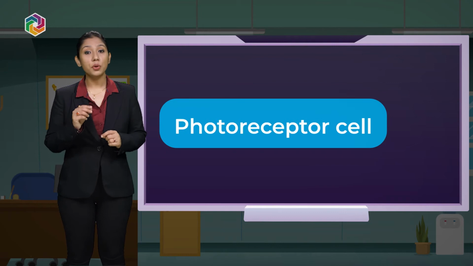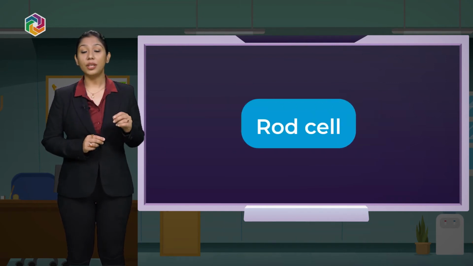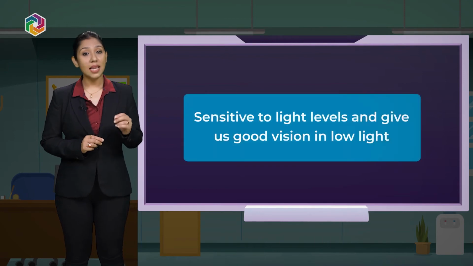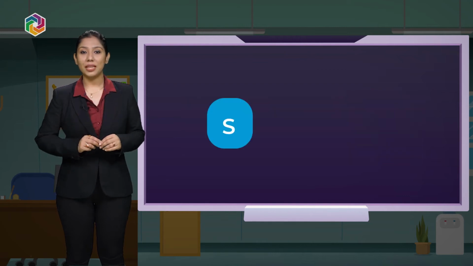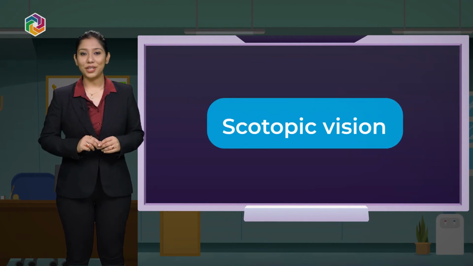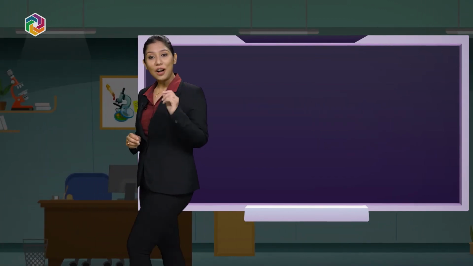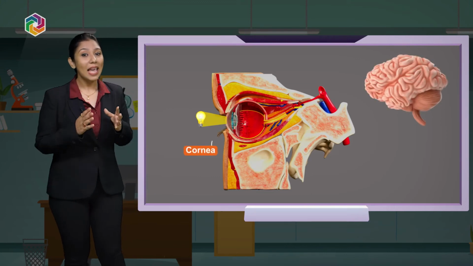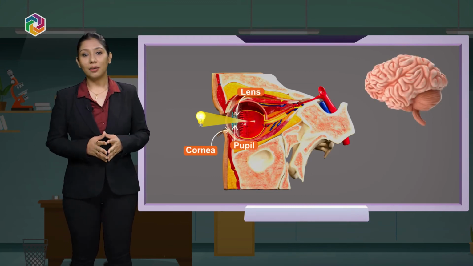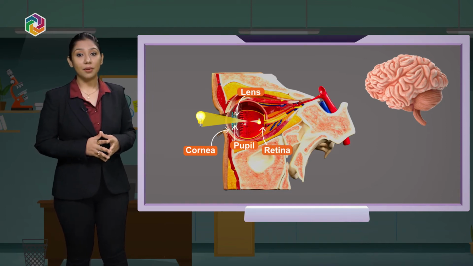Another type of photoreceptor cell that is present in the retina is called the rod cell. They are sensitive to light levels and give us good vision in low light. This type of vision is called scotopic vision. Would you like to know in detail about the function of retina? Let's see then. The light enters the eye through cornea, pupil, lens, and projects onto the retina.